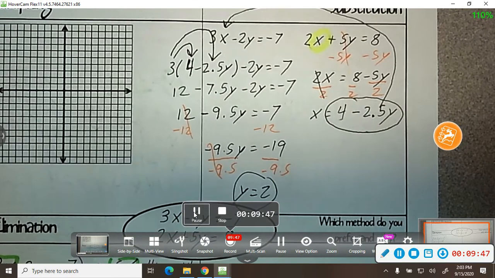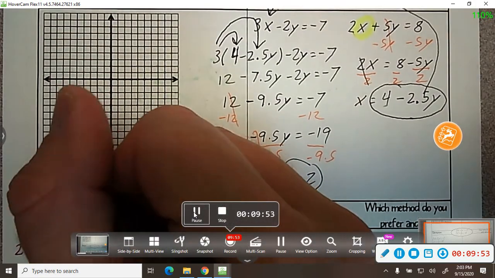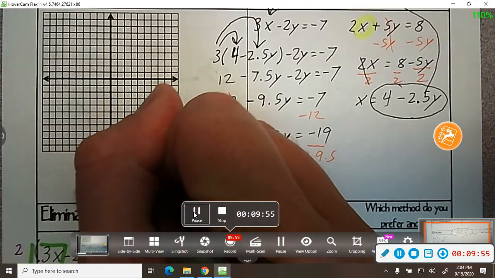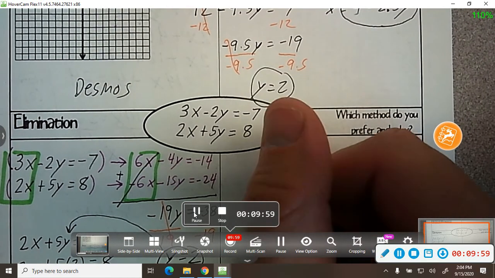And so you can see in this example, elimination is way easier. So for the graph, we use Desmos that you can copy by hand. And then which one was the easiest for this one? Elimination.